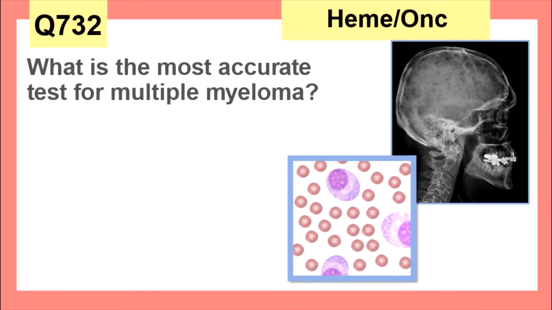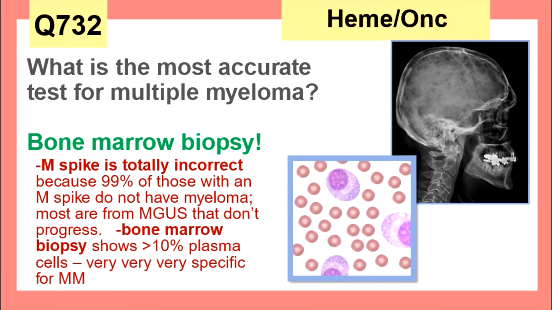732. What's the most accurate test for multiple myeloma? The most accurate test is bone marrow biopsy. The M spike is totally incorrect. Don't choose it on the exam day because 99% of those with an M spike don't have myeloma, they have MGUS. Bone marrow biopsy shows more than 10% plasma cells, which is very, very specific for multiple myeloma.